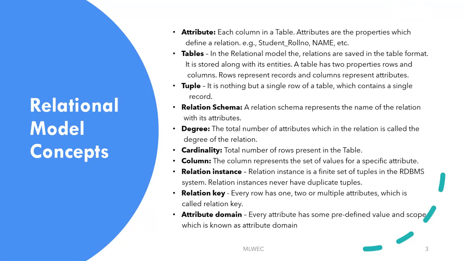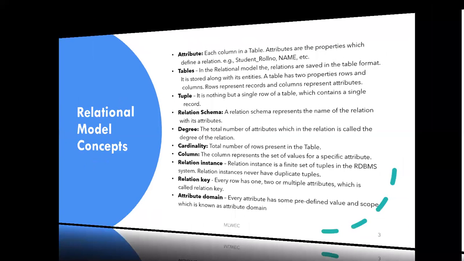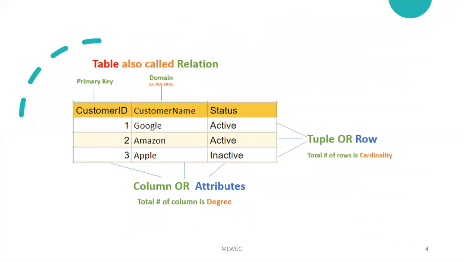And attribute domain. Every attribute has some predefined values and scope, which is known as the attribute domain. If there is an attribute and we have to assign some values to it, those values we can call the attribute domain. For example, 1, 2, 3 are all attribute domain values. All the relation concepts are defined based on this relation table, so try to understand all the definitions from the table.